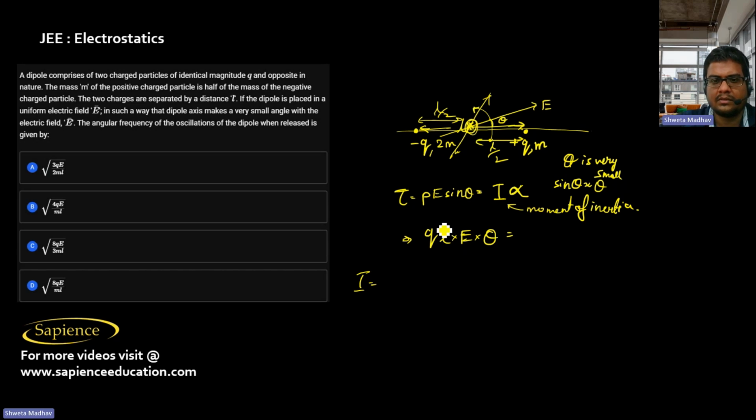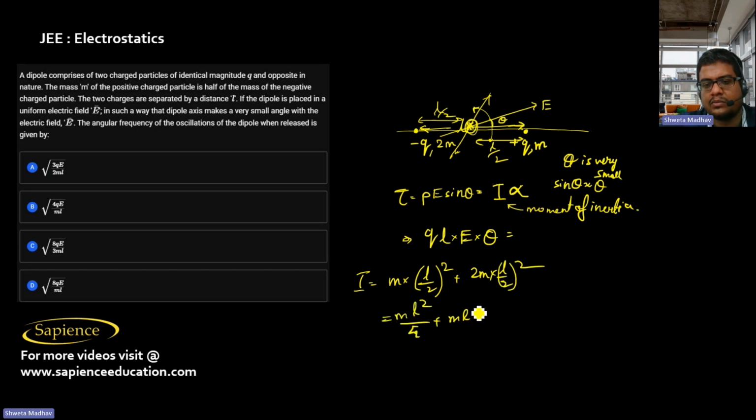Towards the center only, it will oscillate. So the moment of inertia is equal to m into l by 2 whole square, that is mr square, plus 2m into l by 2 whole square. That will be ml square by 4 plus ml square by 2. This will be 3ml square by 4.